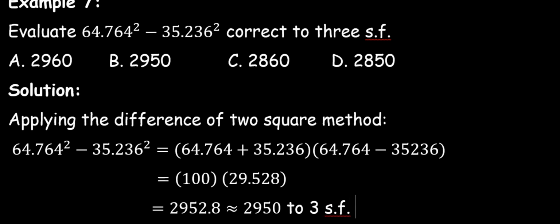A little explanation on that. Our answer, 2952.8, being corrected to 3 significant figures. The position of 3 significant figures here is 295. But after the 5, we have 2, which is not a number 5 and above. So we round down by adding nothing to 5. But that 0 position there must still be represented because that's the fullness of the figure. Hence, we have approximately equal to 2950 to 3 significant figures.